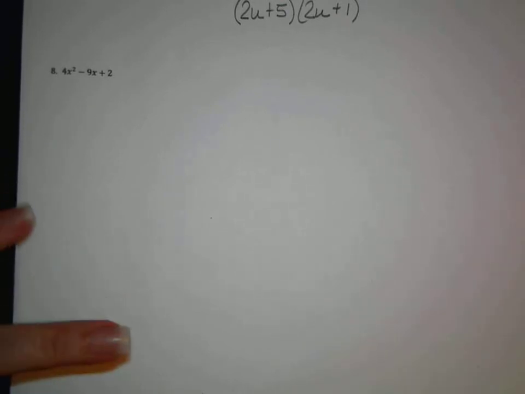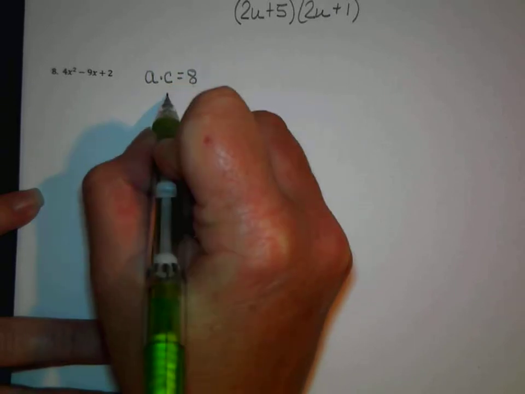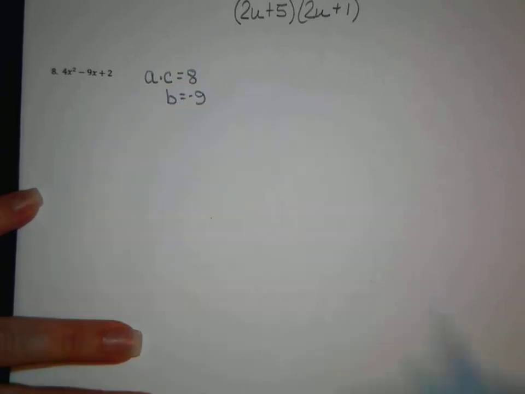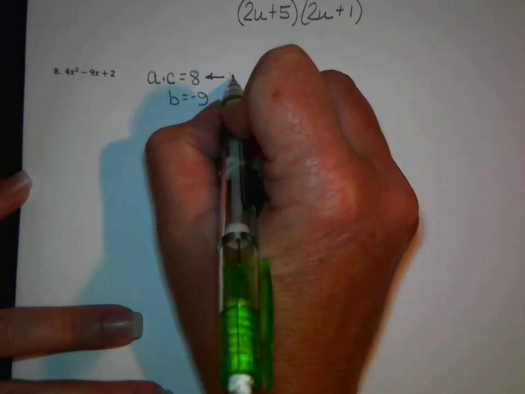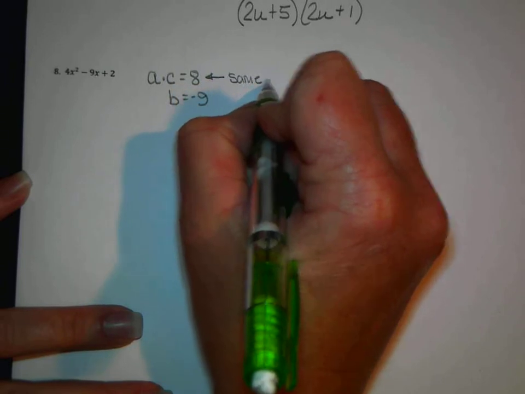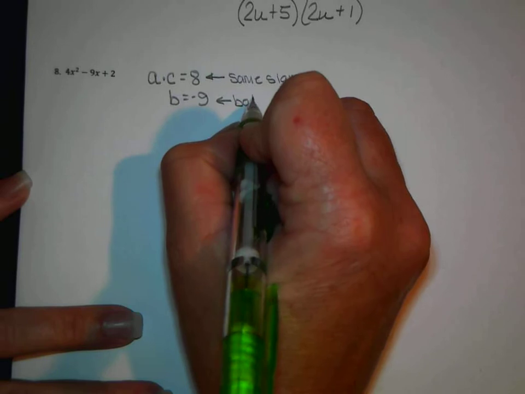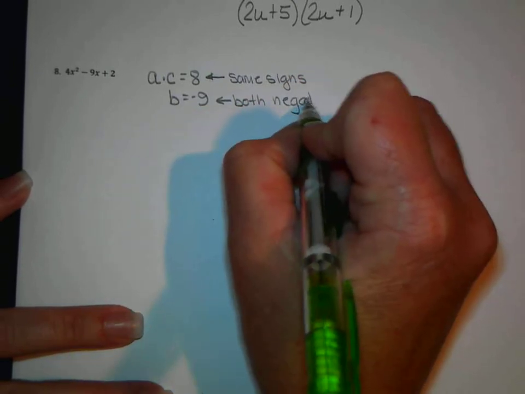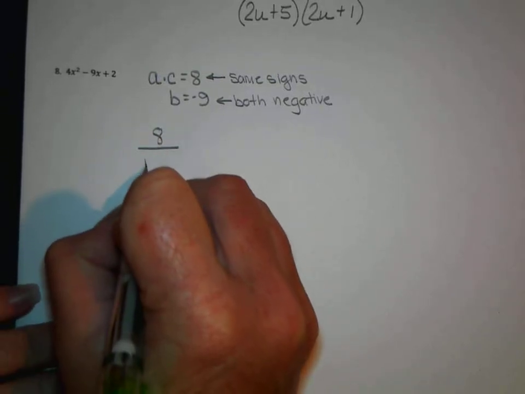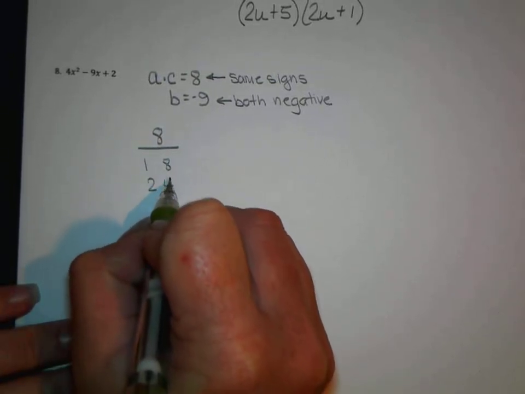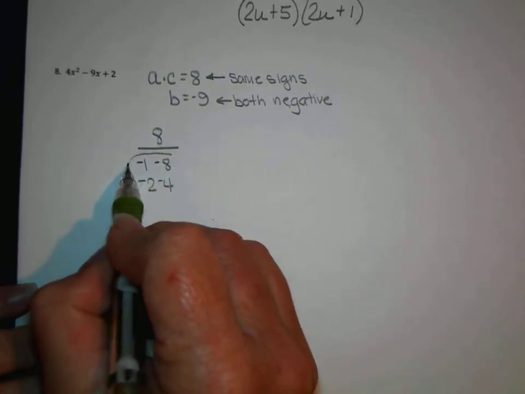All right, A times C equals 8. B equals -9. All right, we multiply two numbers together and we get a positive. That means they are the same signs. And when you add them together, you get negative, so that means they are both negative. All right, let's figure out our factors of 8. Factors of 8 are 1 and 8, 2 and 4. They are both negative, so make sure you put your little negatives on there. There's my combination that's going to give me -9.